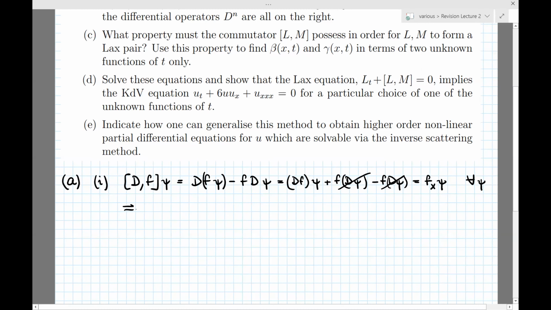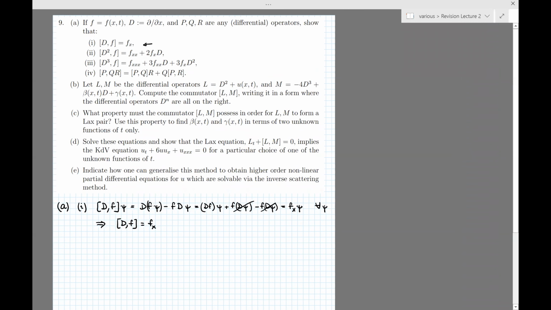And therefore, as operators, the commutator of D with f, where D is the derivative with respect to x and f is a multiplication by a function of x, is equal to fx, so just multiplication by the first derivative of f. That's what we wanted to prove in the first identity.